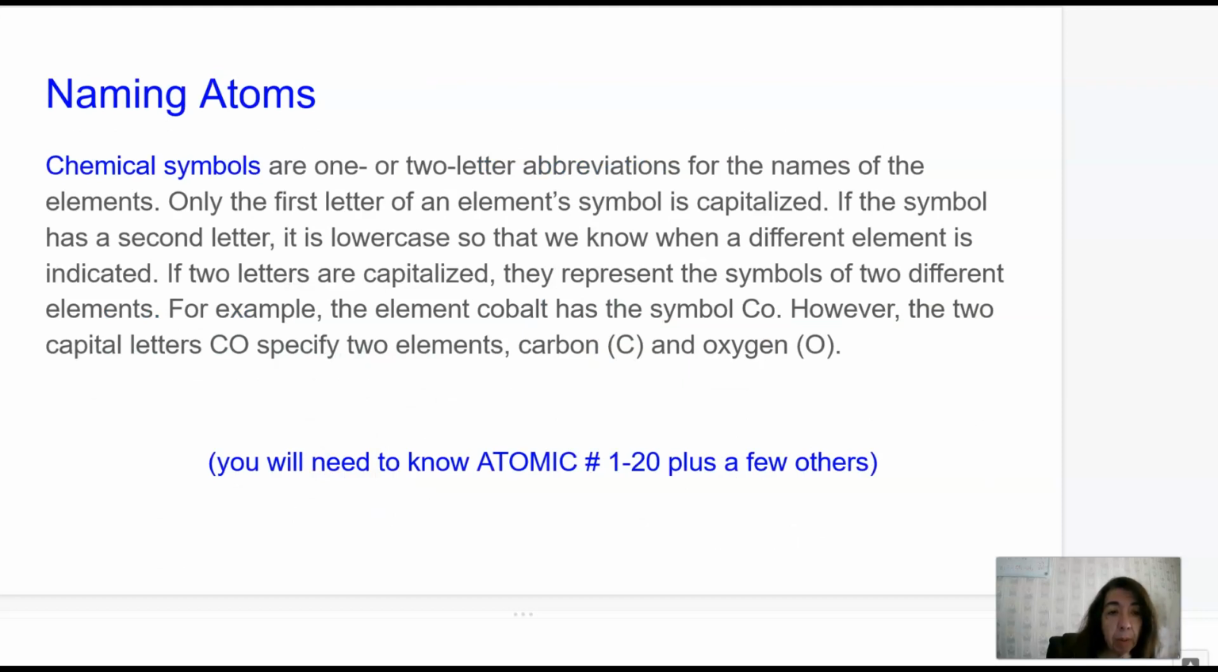So all elements each have a symbol, usually a one or two letter name. If it's given one letter, it's capitalized. If there are two letters, the second letter in the name is not capitalized. So if you see two capital letters together, like you see here with CO, that means there's two different elements, carbon and oxygen. You will need to know the atomic numbers 1 through 20 plus a few others.